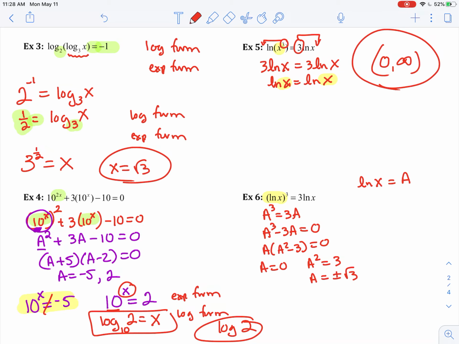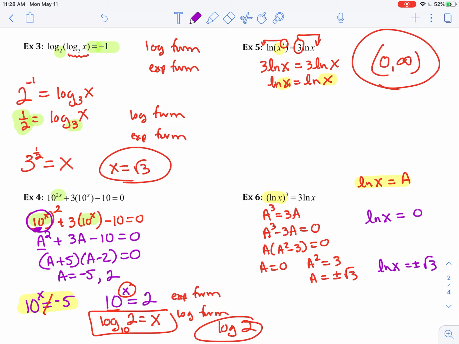But we weren't solving for a. I made a temporary substitution, and my a was equivalent to the natural log of x. So if we go and finish that off, then we really have the natural log of x that is equal to 0, and the natural log of x that is equal to plus or minus root 3.